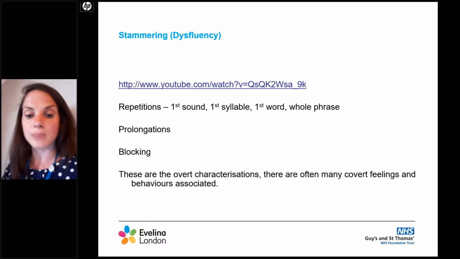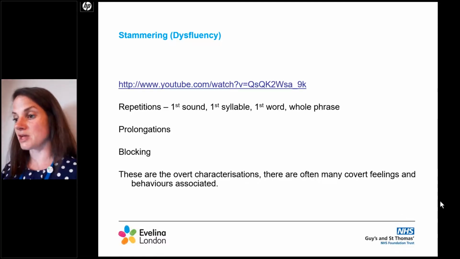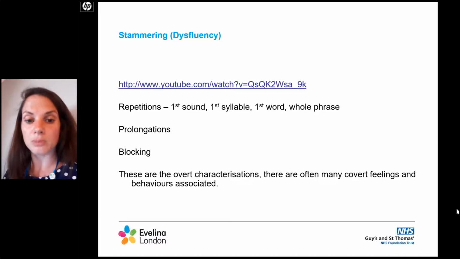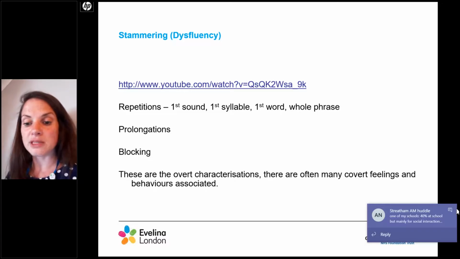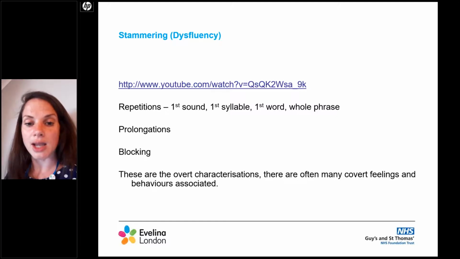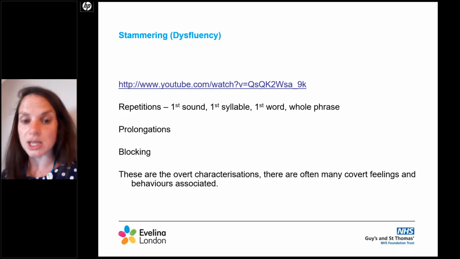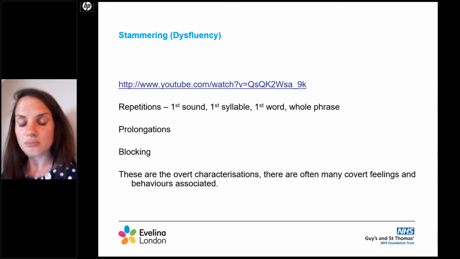This might sound like b, b, b, balloon. They might repeat the first syllable in a word, so that would sound like bull, bull, bull, balloon. They might repeat the first word in a sentence, so they might say, I want, or they might repeat a whole phrase: I want it, I want it, I want it.